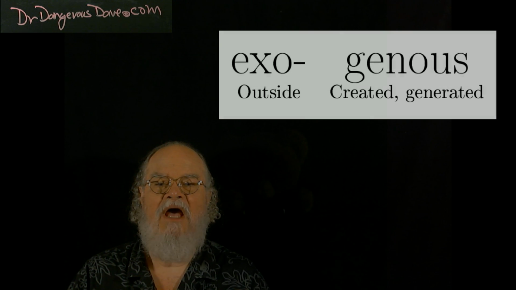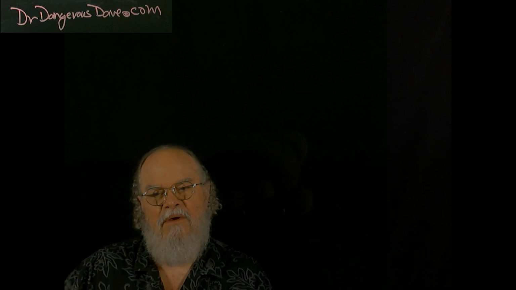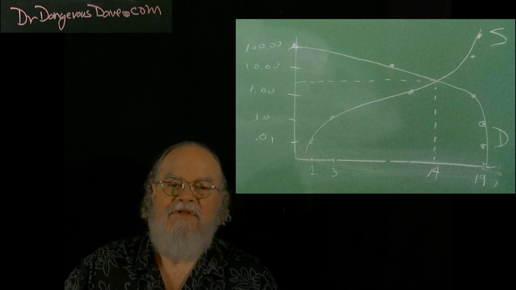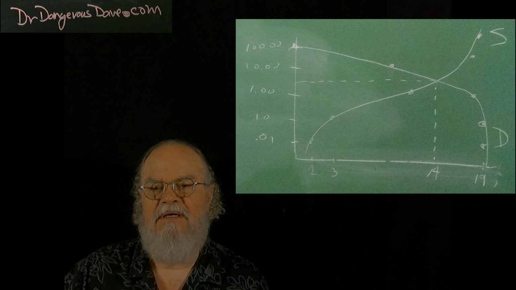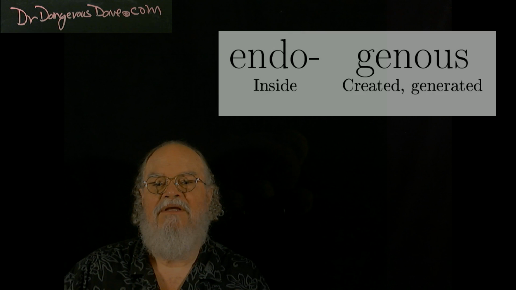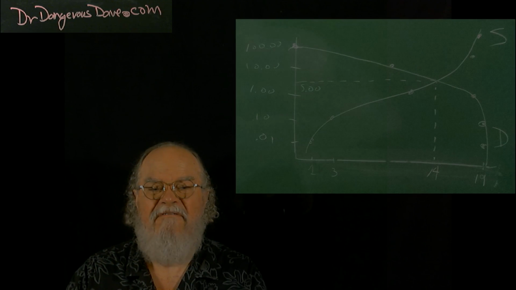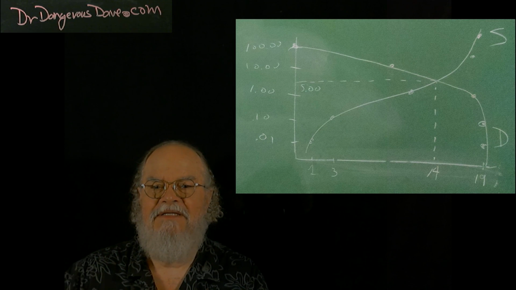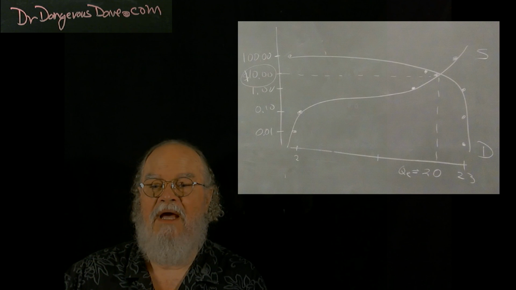Exogenous: exo, outside; genus, created or generated. We collect these data through this very scientific survey. When we plot the demand curve over the supply curve, however, we get new information, the equilibrium price and quantity. These are endogenous to our model. Endo, inside; genus, created or generated. The equilibrium price is around $5. This has been surprisingly consistent across multiple sessions of multiple courses over multiple years. The equilibrium quantity, however, has varied quite a lot.